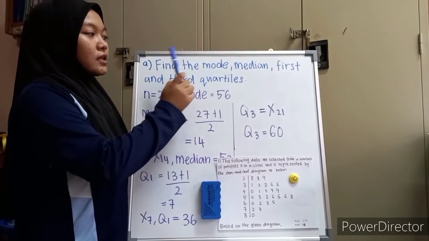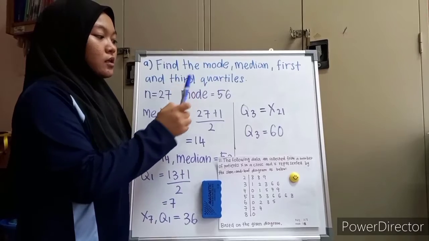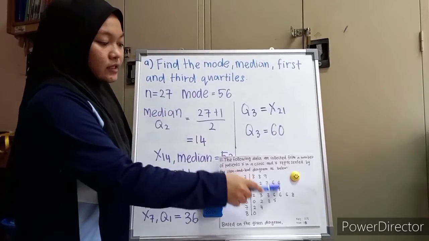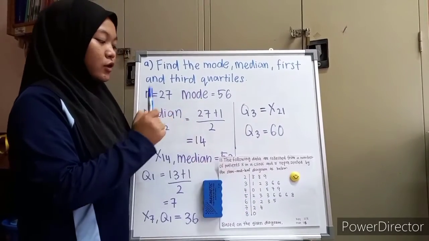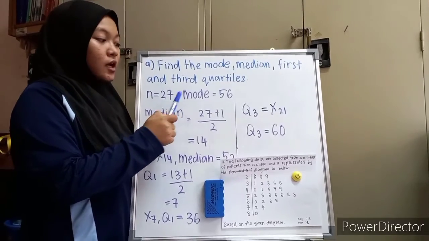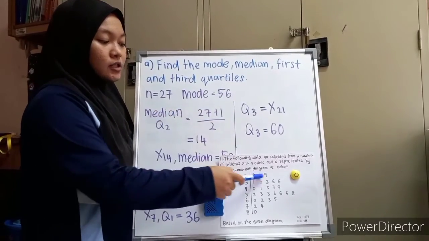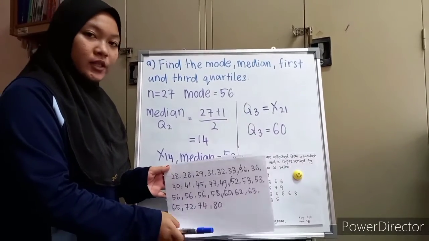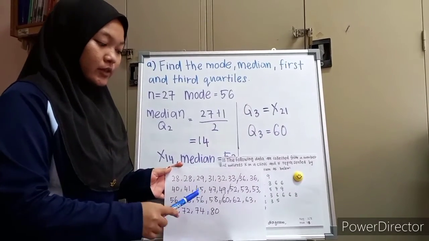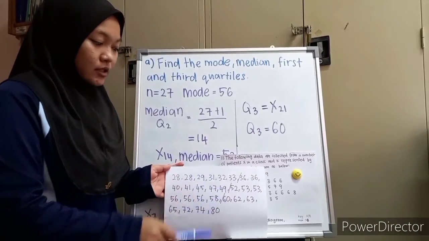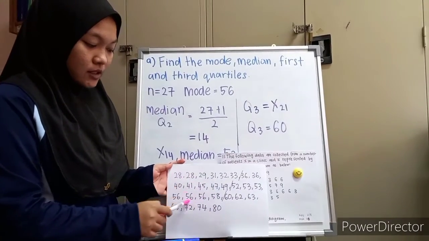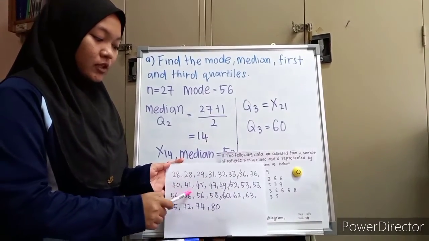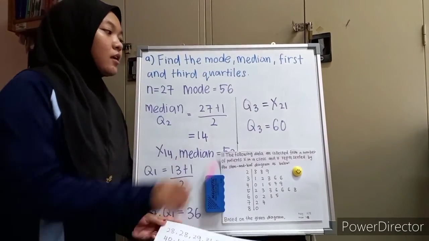First, we will find the mode. Given the data here, we have 27 data, so n equals 27. To find the mode, we can observe the data and see which number is repeated the most. In this data, the highest repeated number is 56. 56 is repeated 3 times, so the mode is 56.